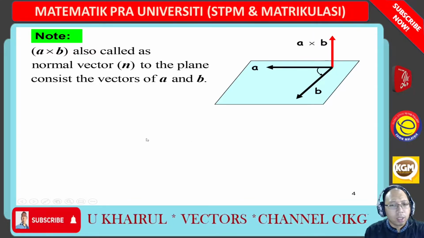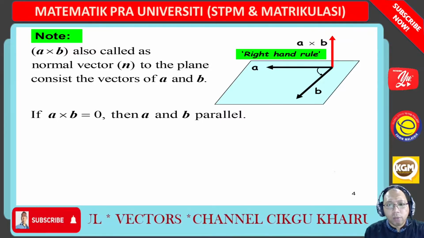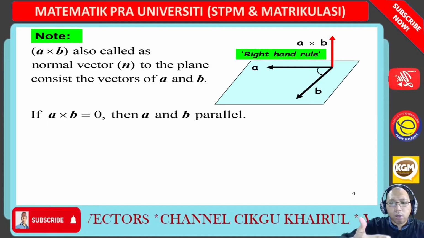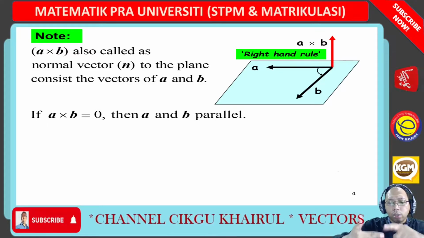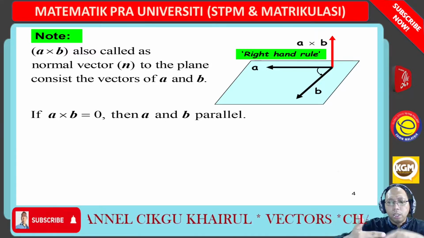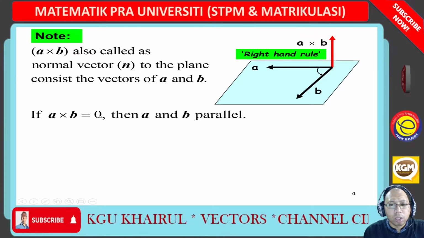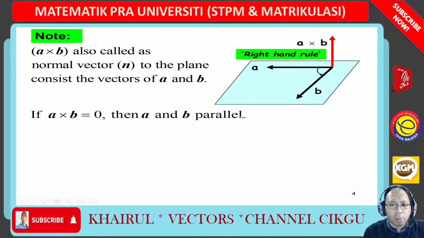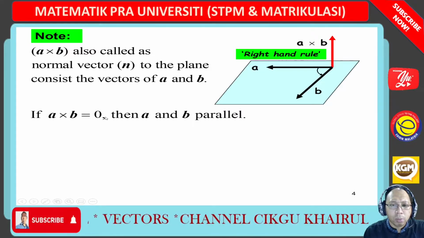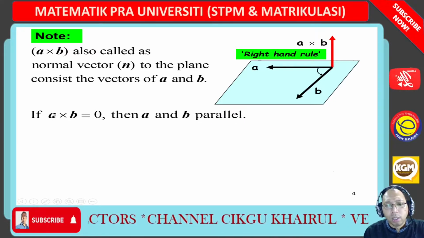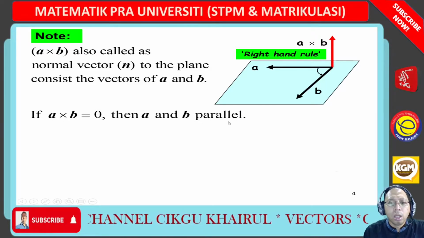Okay, right hand rule. If we use this kind of right hand rule, then we see this one is A, this one is B, so we cross A and B, then we get the normal vector. So if A cross B equal to 0, then A and B are parallel. So different from dot product. Dot product A dot B equal to 0 means perpendicular. For cross product, A cross B equal to 0 means A and B are parallel.